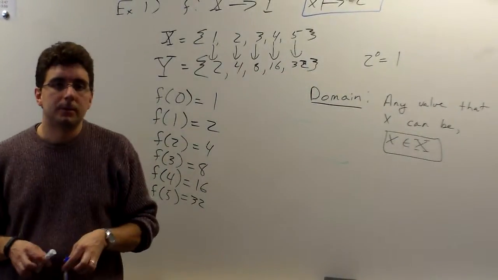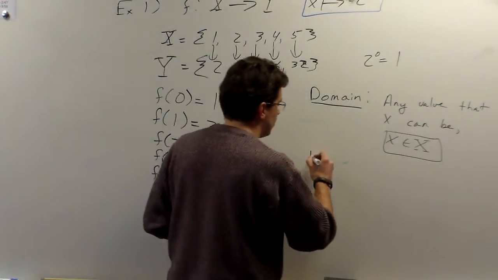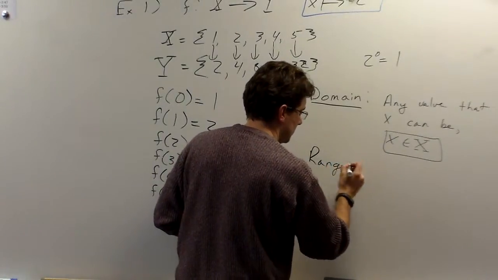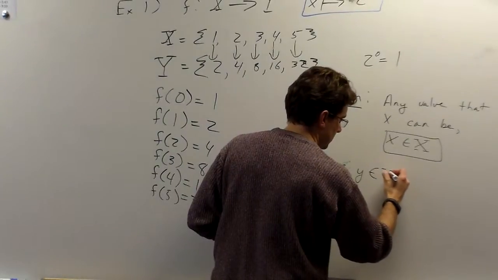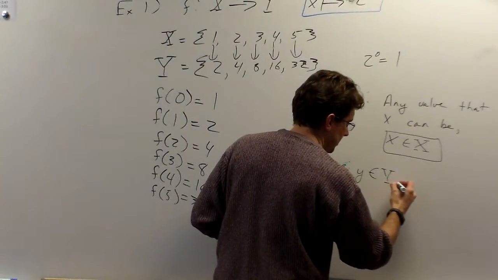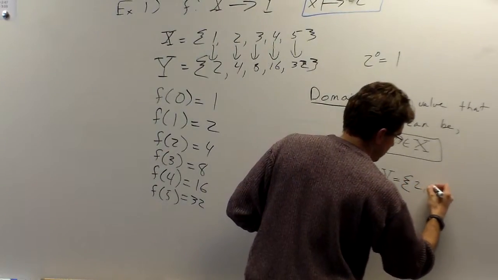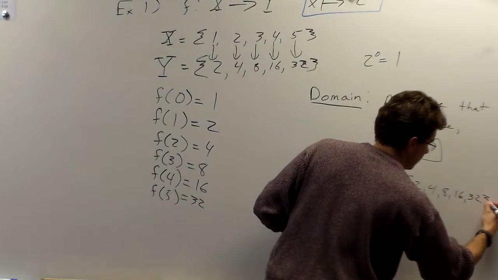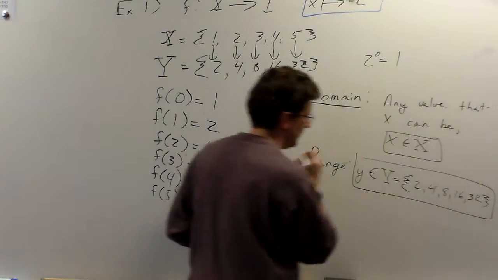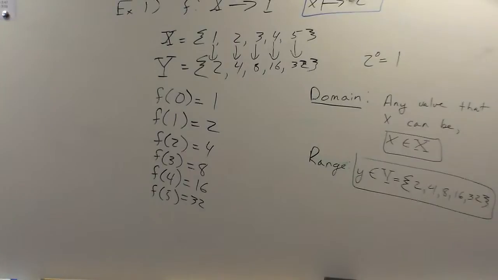John, is range capital Y? Yep. So let's go there. So what is our range in this case, John? Y is an element of capital Y. Okay. And what is capital Y here? The second part of the sequence. Okay. 2, 4, 8, 16, 32. That's it. Here's the second part. So our range is those numbers.